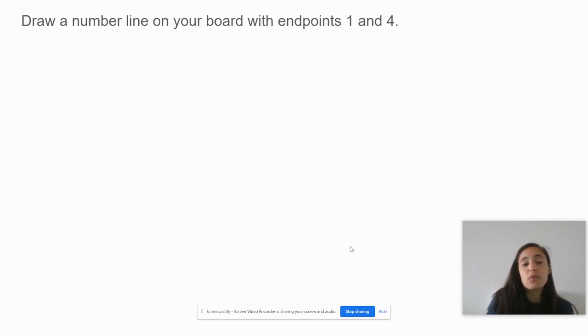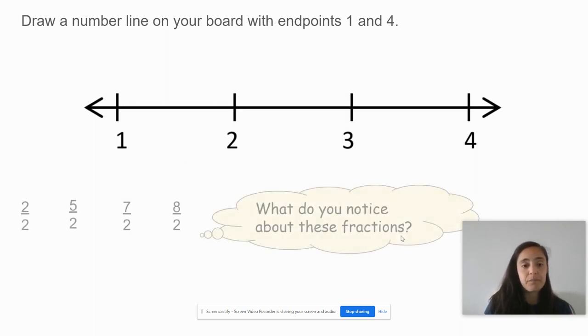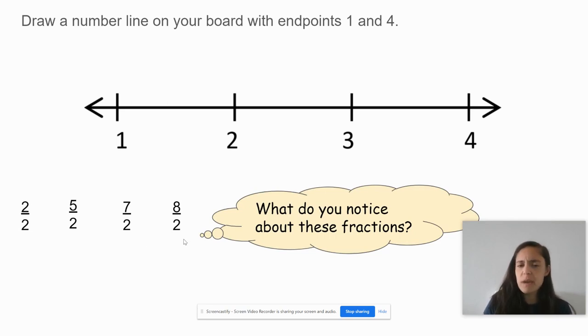Next, I want you to draw another number line with endpoints of 1 and 4. So a brand new number line, you can do it right underneath the one that you have. So your number line will look something like this. So you have 1, 2, 3, 4. Now, what do you notice about these fractions? We have 2 halves, 5 halves, 7 halves, 8 halves. So just like the one that we had before, what do you notice about these fractions?